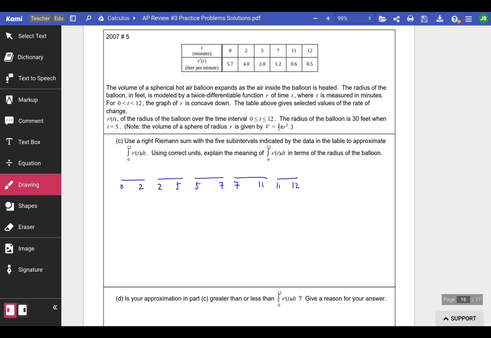And I'm using a right Riemann sum. So at 2, that's 4; 5 is 2; 7 is 1.2; 11 is 0.6; and at 12, I've got 0.5. So this integral from 0 to 12 of r prime of t dt is approximately 2 times 4 plus 3 times 2 plus 2 times 1.2 plus 4 times 0.6 plus 1 times 0.5.